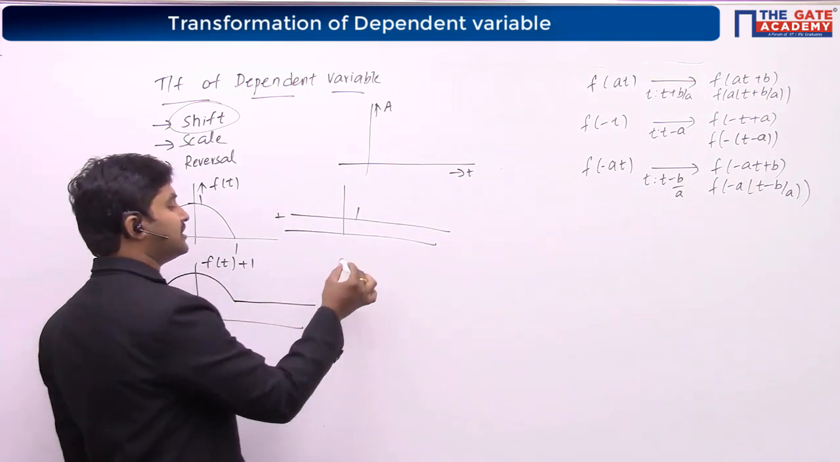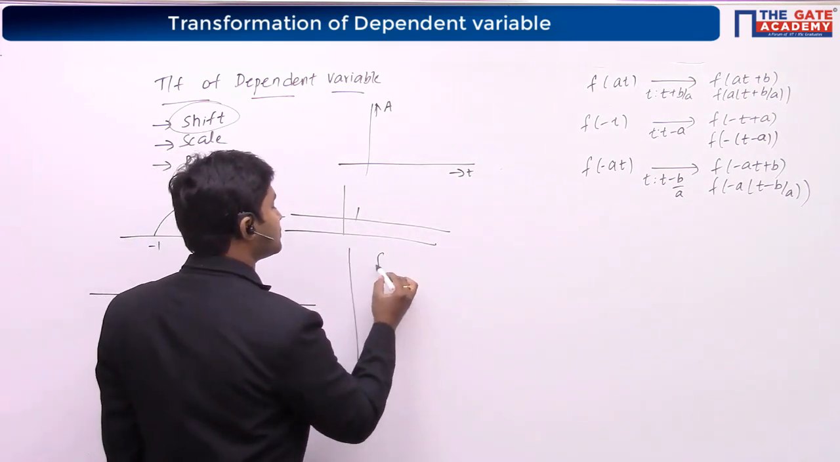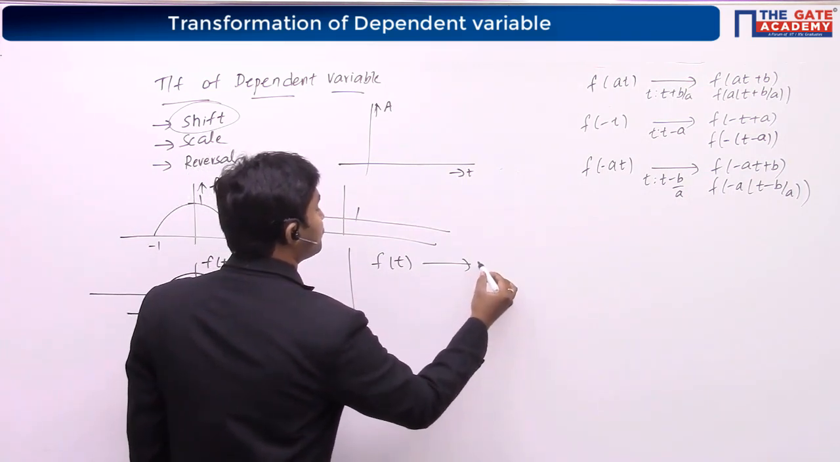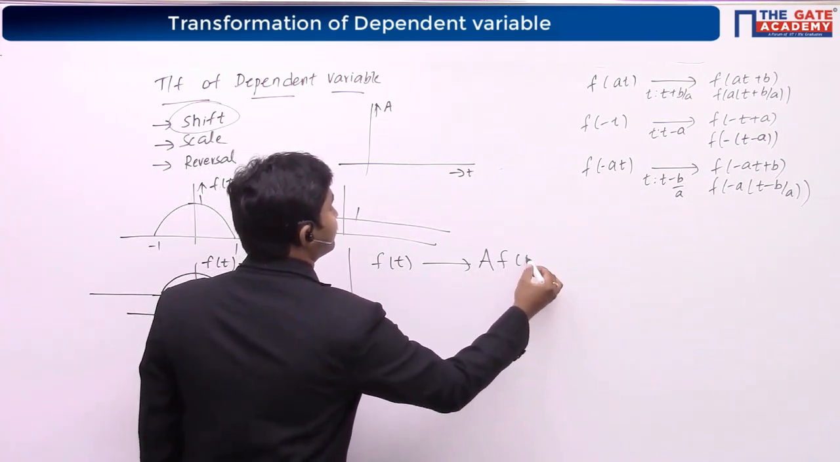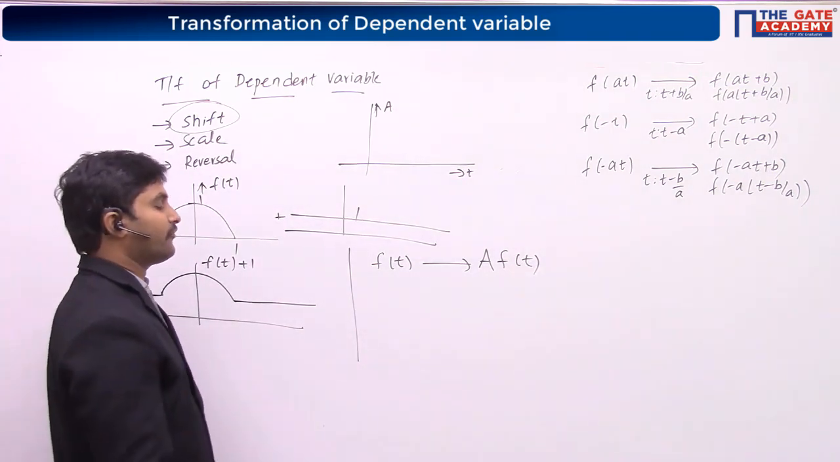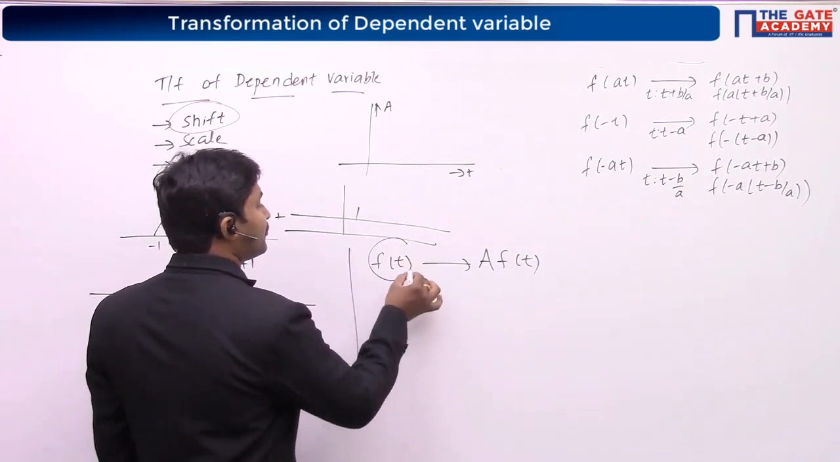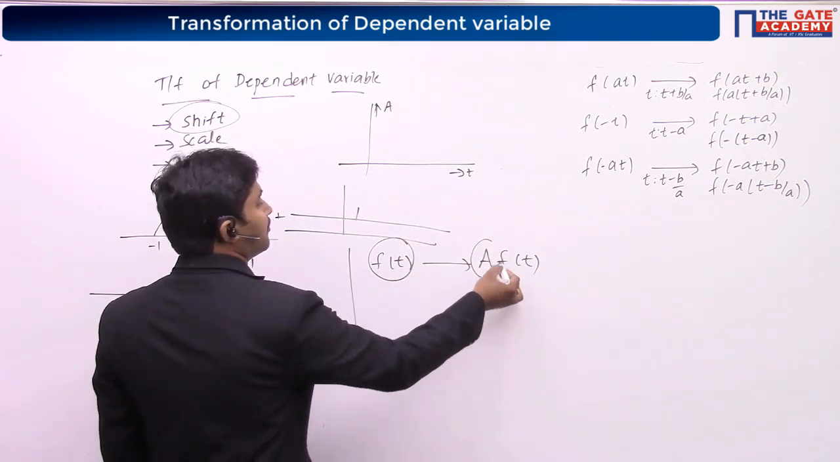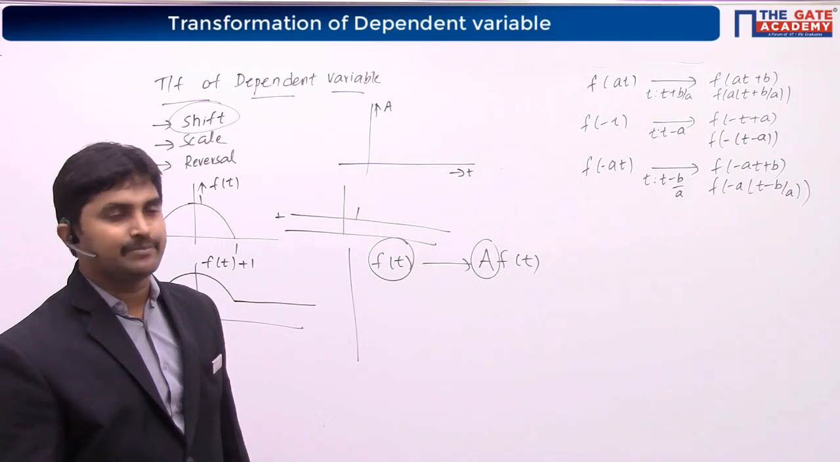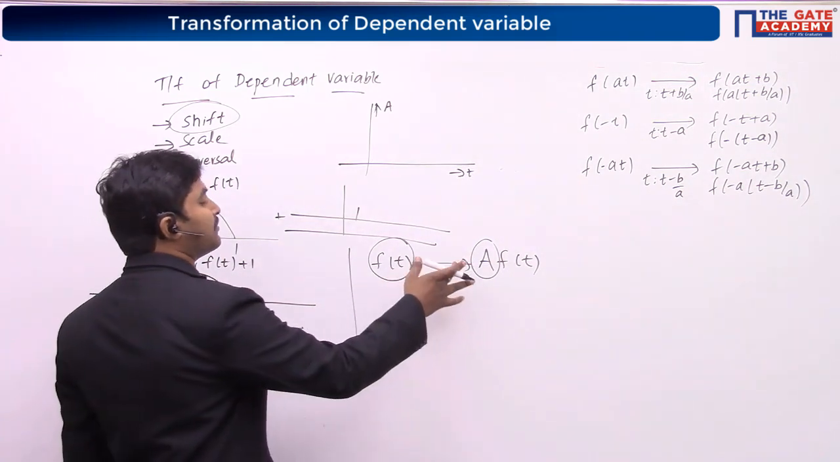The second operation that we are performing is the amplitude scaling operation. So amplitude scaling means f of t is converted to a times f of t. So here we are multiplying the signal by a scaling parameter. Okay, let us say this is any other parameter.